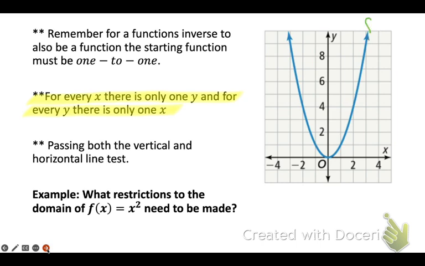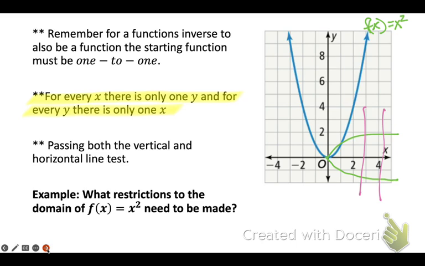So this is f of x equals x squared, right? What did its inverse look like? Like this, didn't it? Now, for its inverse to also be a function, the function has to pass 1 to 1. Well, we already established it wasn't 1 to 1, right? And is this a function? No, because it fails the vertical line test.